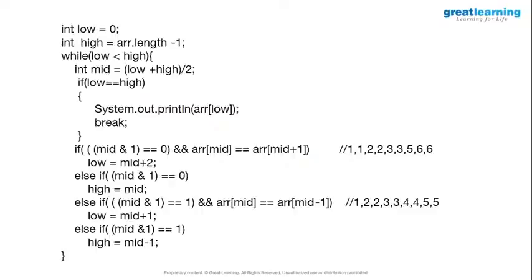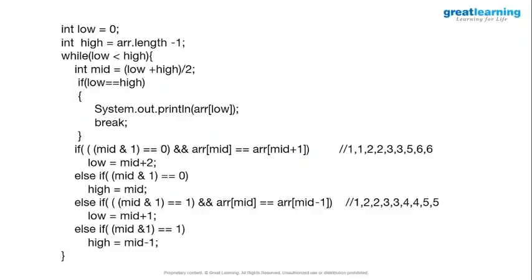So maybe after the session is over, you can dry run it 2-3 times. You will get this point. This is very easy. Try to implement this example: 1 1 2 2 3 3 and 5 and 6 6. Once you have low at 1 and high at 6, then mid will be at 3.